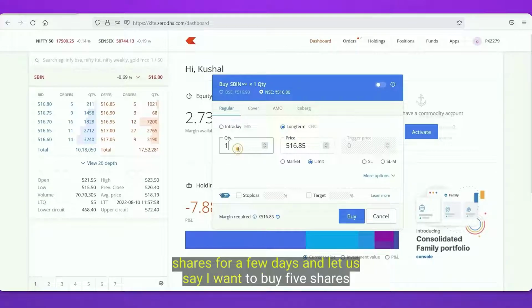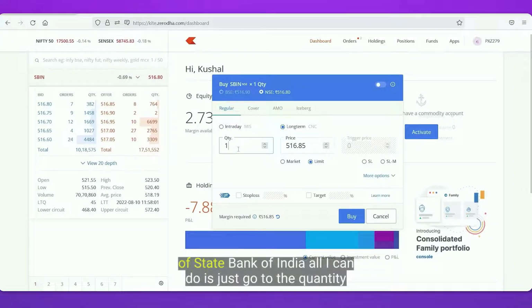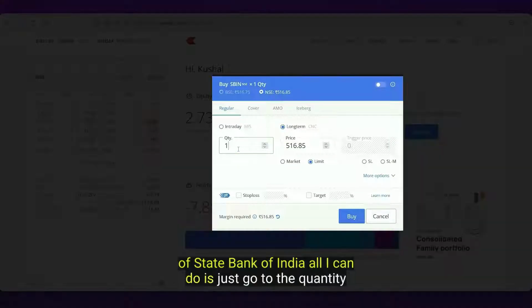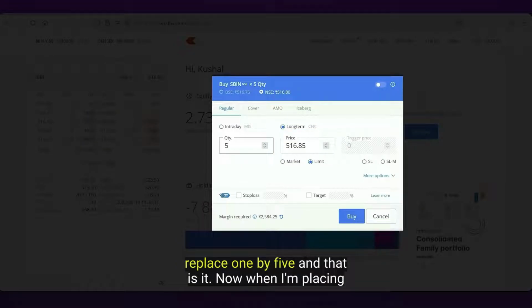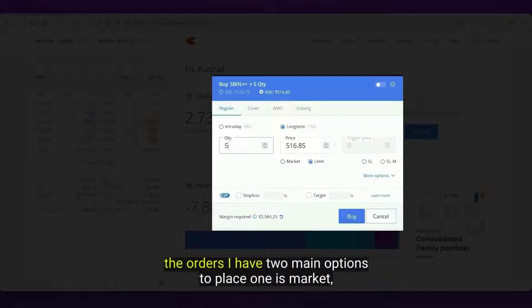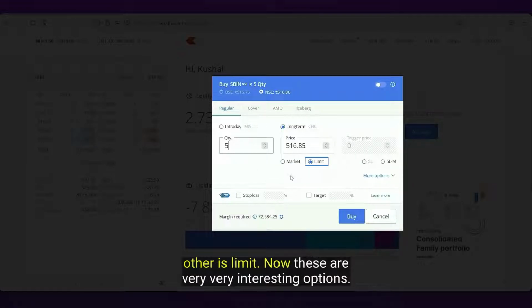And let us say I want to buy 5 shares of State Bank of India. All I can do is just go to the quantity, replace 1 by 5, and that is it. Now when I'm placing the orders, I have two main options to place order. One is market, other is limit. Now these are very interesting options.